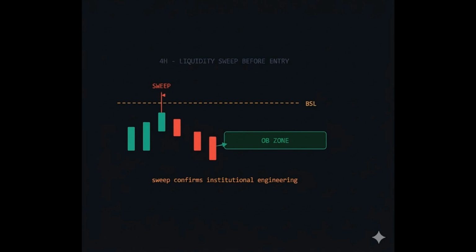Smart money needs to fill large orders, and they do it by triggering retail stop losses to create the liquidity they need. When you see a wick that sweeps a prior swing and then closes back inside the range, the sweep is complete. That sweep is your signal that price is now heading toward your zone.